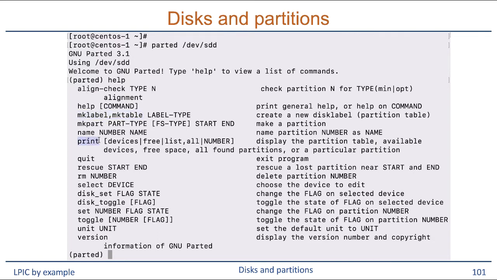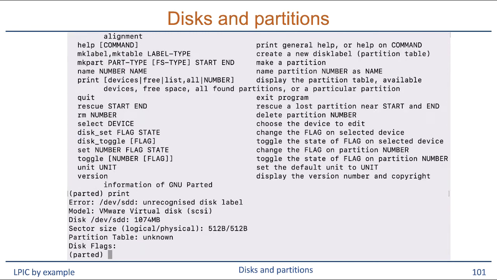There are some commands like mklabel, mktable, print, which looks pretty nice, and some other stuff. Now let's just run print. When I run print, it says there's an error: there's an unrecognized disk label. So we don't have a label on this disk. It's called /dev/sdd, it's 1 GB in size, more or less, and we have no knowledge of any partition table.